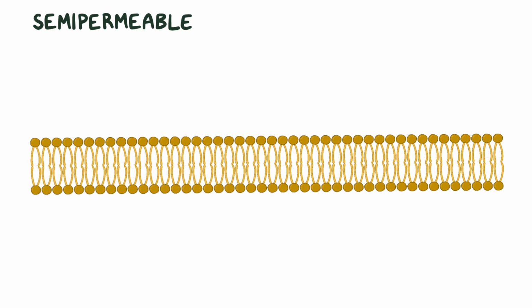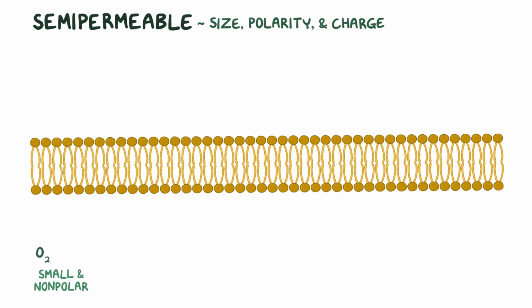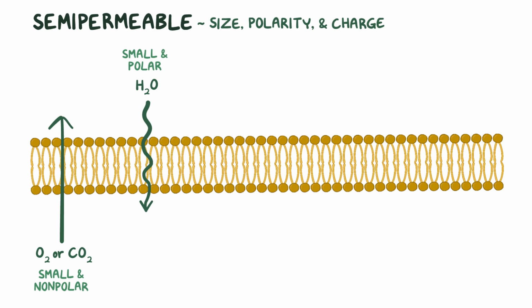The cell membrane is also semi-permeable. That means that the membrane allows some molecules to pass through, but not others, and it's mostly based on the molecule's size, polarity, and charge. There are roughly 5 categories. Small and non-polar molecules, like oxygen or carbon dioxide, will diffuse through the membrane quickly. Small polar molecules, like water, will be able to pass through, but it happens relatively slowly.